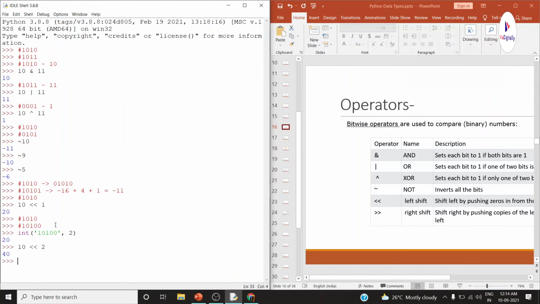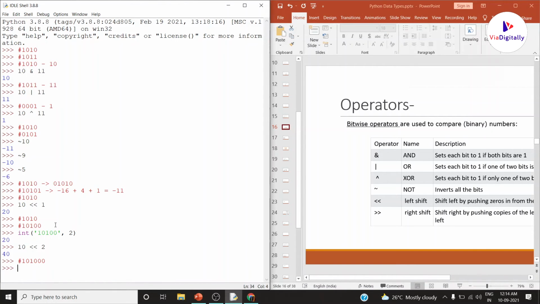What is its value? It is 40, because what happens here is we are going to add 2 more zeros towards the right side. Remember, if it is a left shift, we add zeros towards the right side. If it is a right shift, we insert a copy of the most significant bit from the left side. Here, 1010 now becomes 10101 followed by 2 zeros. That is why the value becomes 40.